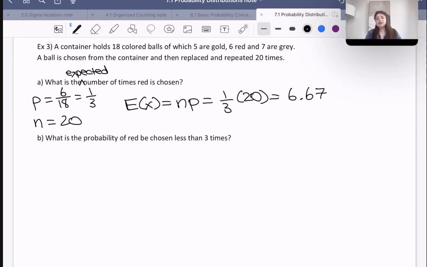So, between 6 and 7 times. So the most likely occurrence would be we would draw it 7 times, followed by 6, and then so on, depending how far we get away from that.